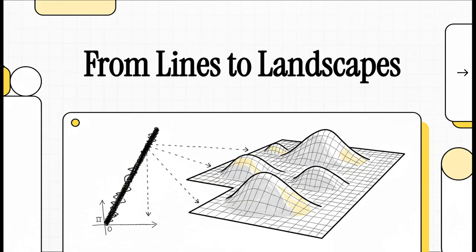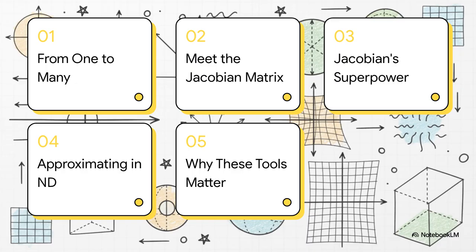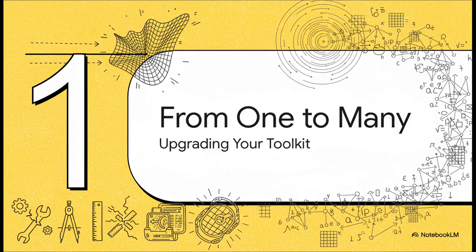Let's get into it. Here's the game plan for today. First, we'll talk about the big challenge of jumping from one dimension to many. Then, we'll introduce the star of the show, the Jacobian matrix, and uncover its incredible superpower. After that, we'll see how it helps us tame really complex functions. And finally, we'll tie all this math back to the amazing real-world tech it makes possible. All right, part one, from one to many.